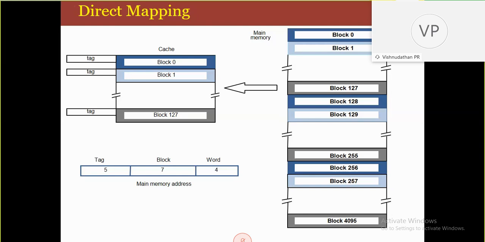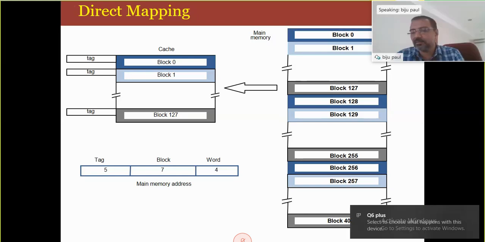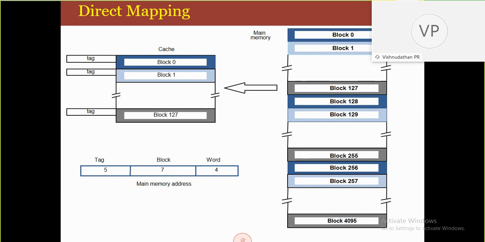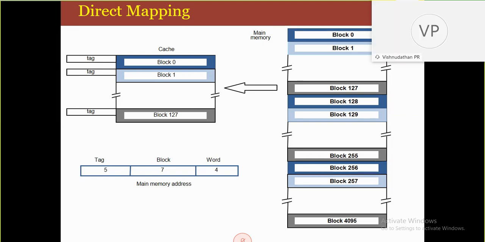It's not clear. It was not audible. Okay, I can repeat once again. Is direct mapping associated with hashing function mapping? Is direct, yes, please, yes. Okay, sir. Then another question. Why can't we make the cache memory as large as main memory?